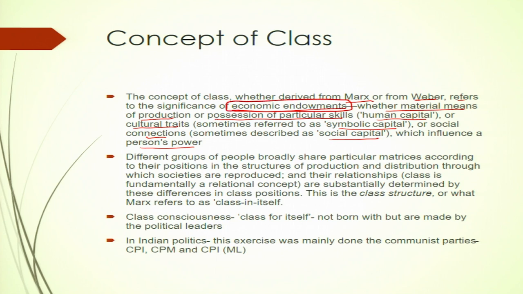Now, these economic endowments can have different forms. To start with, of course, it means the material means of production which one controls or possesses in the form of machines or labor or capital. But in addition to that, because of the availability of these kinds of economic resources, individuals also have certain kinds of human capital, skills, cultural traits or social connections, which give them certain positions in the society. This positioning, because of controlling certain economic resources, gives us the idea of who belongs to which class in the society. Thus, the economic determination of positioning in the society gives birth to this binary of upper class and lower class.